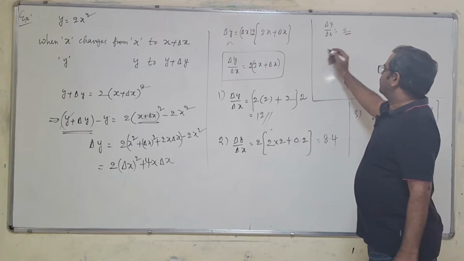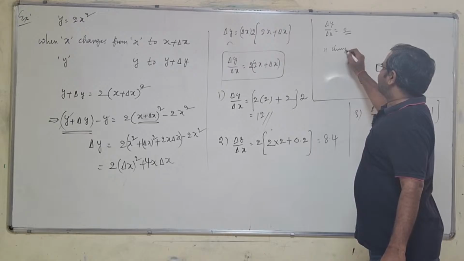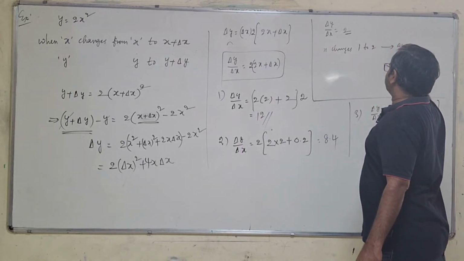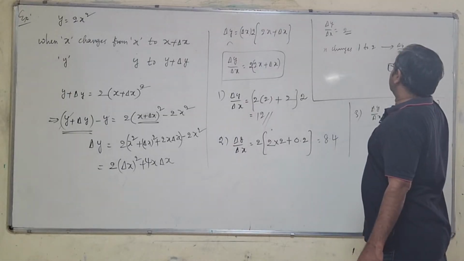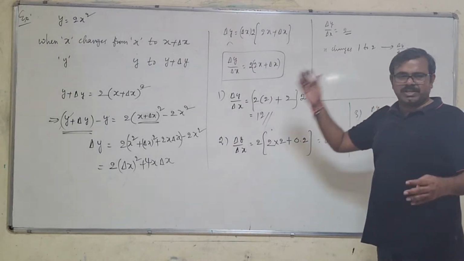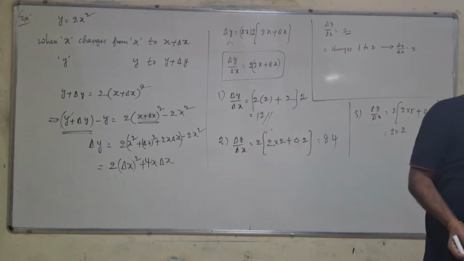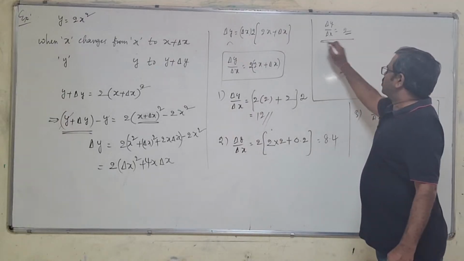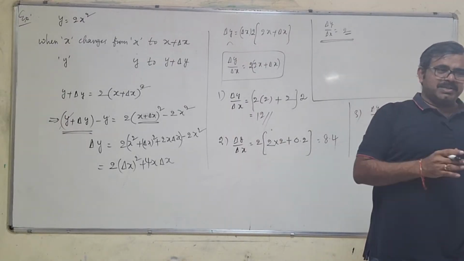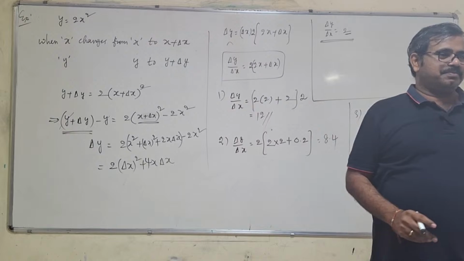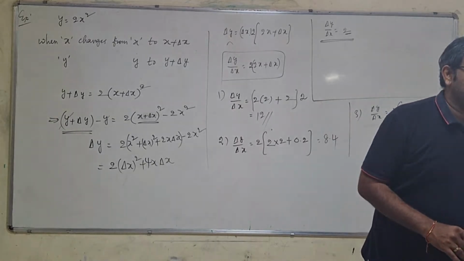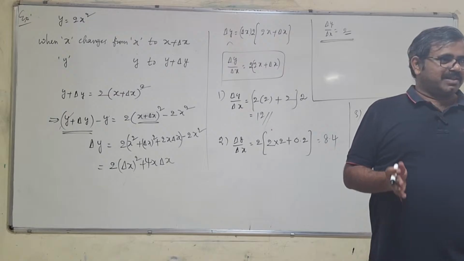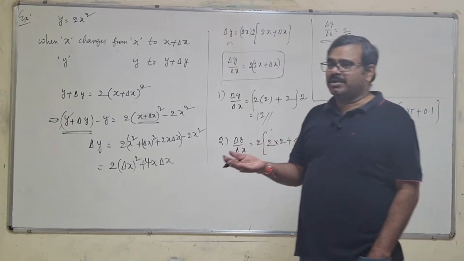What does it mean? For every unit change, when x changes from 1 to 2, what is delta y by delta x equal to? 2. When x changes from 2 to 3, what is delta y by delta x equal to? 2. So when I say delta y by delta x is equal to 2, what does it mean? It means when x changes by 1 unit, y changes by how much? 2. That's what it means. When x changes by 1 unit, y changes by 2.